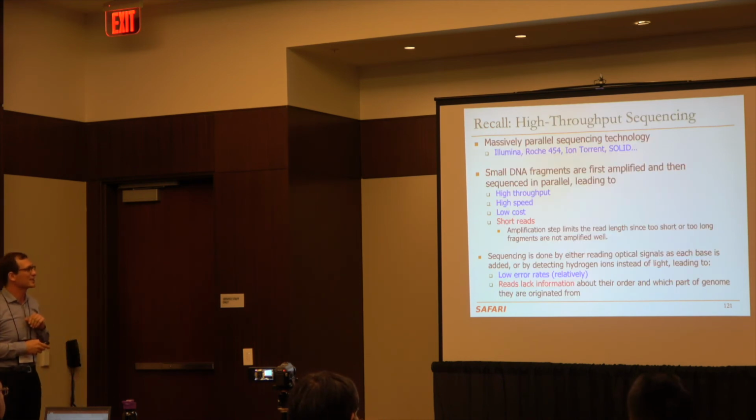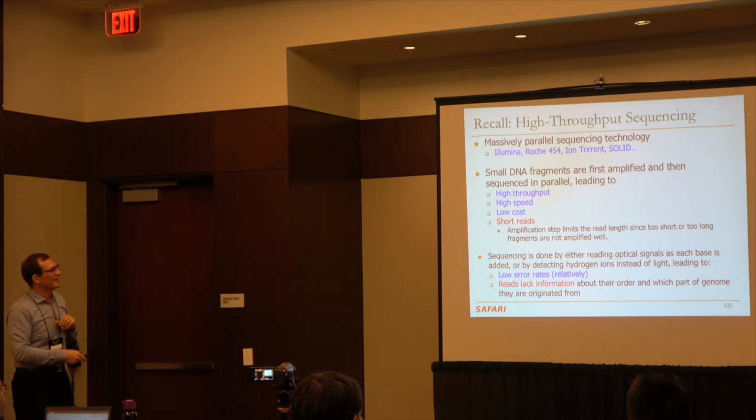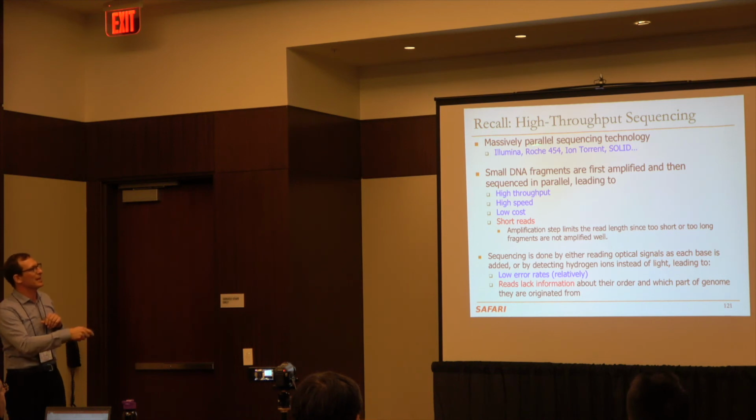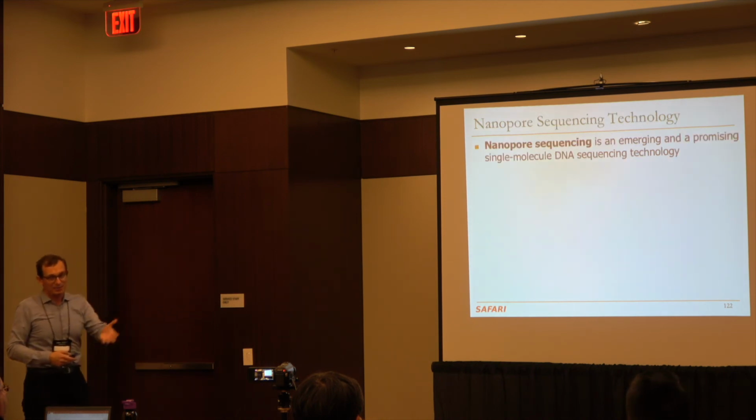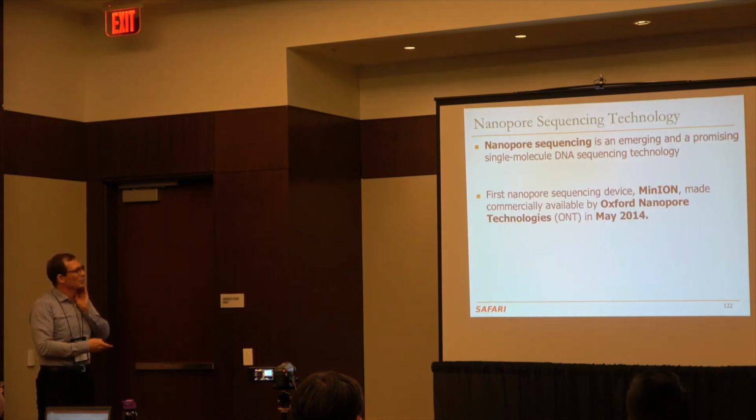Damla talked about this a little bit. I'll give you a similar but slightly different perspective. Genome sequence analysis has become very interesting because of high throughput sequencing technologies. The upside is you get very high throughput and very low cost, but you get short reads, and reads lack information. So it's a computational bottleneck. Nanopore sequencing is an emerging technology. It's actually used right now, and it's produced.